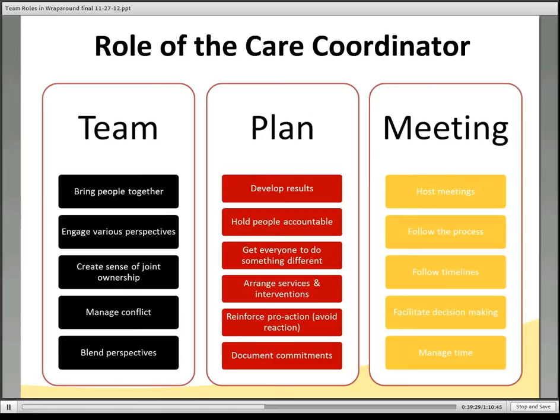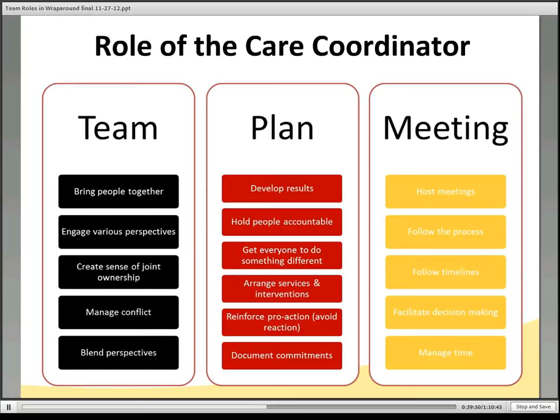And as part of that plan of care, assigning tasks and garnering commitment from the team members regarding tasks and things that they're going to do in between meetings to make sure that everything is happening and that families are getting the help that they want. Ensuring these actions get carried out between meetings.